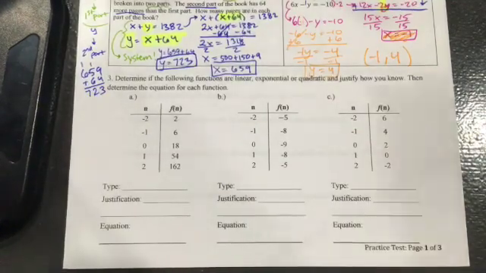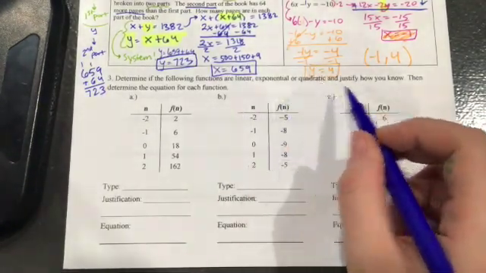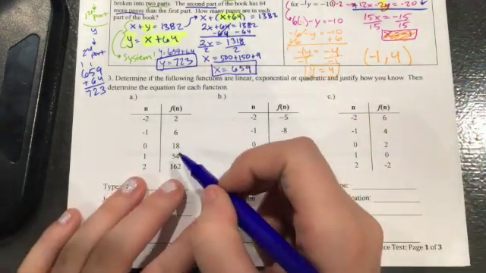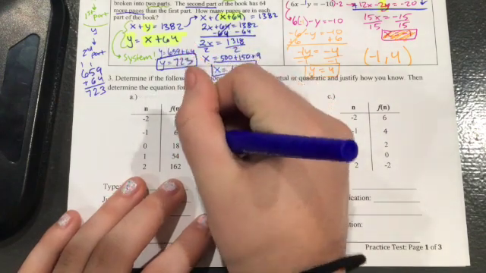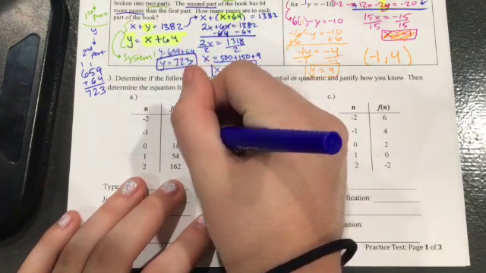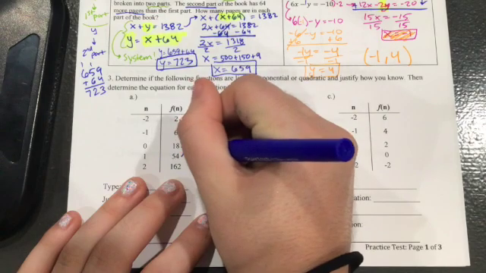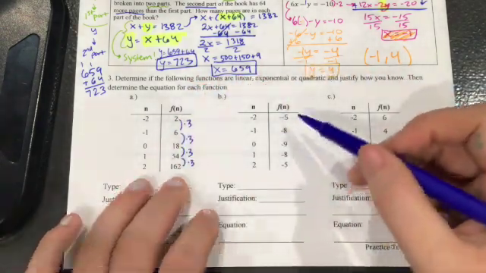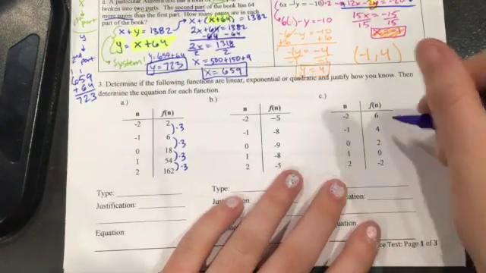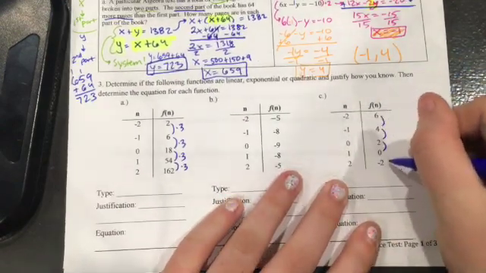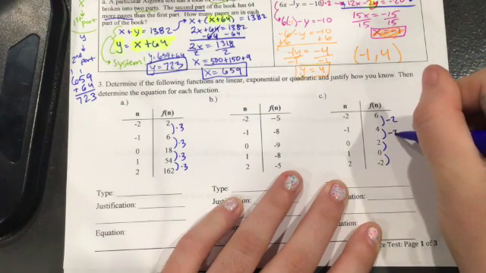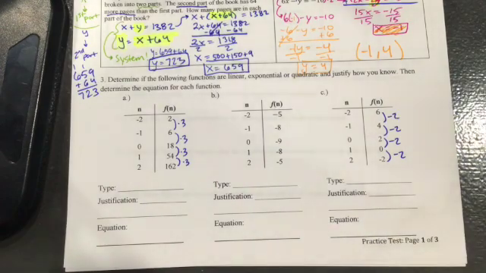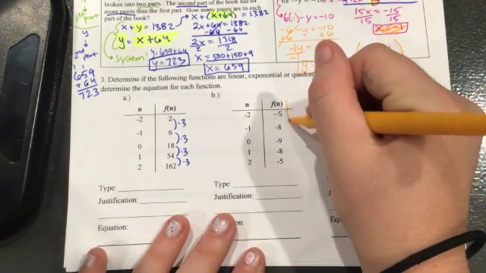Determine if the following functions are linear, exponential, or quadratic, and justify how you know. So looking at this first one, looking for a pattern as it grows, it looks like it is multiplying by 3 each time. This one, I don't notice it right away. This one is decreasing by 2 every time. Since this one wasn't obvious, it probably means it's quadratic, but let's double check.